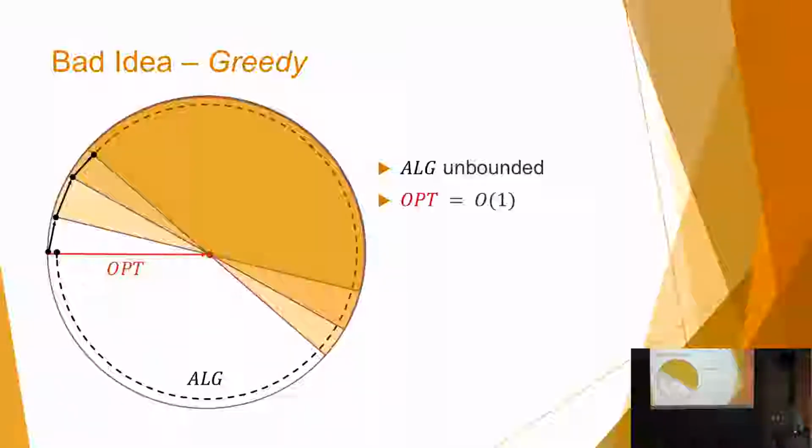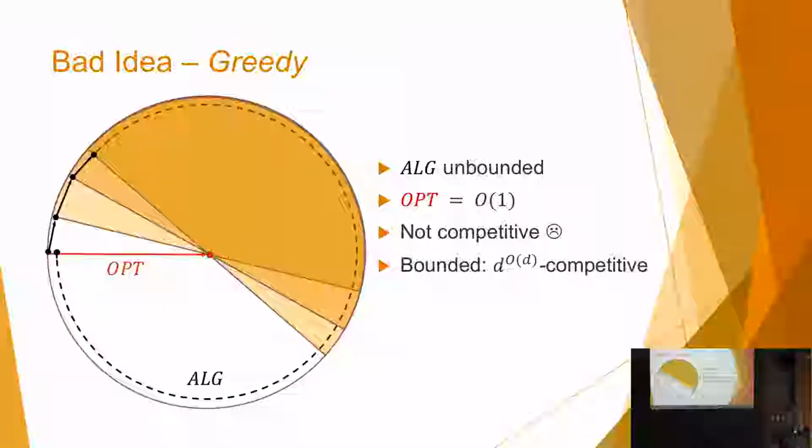So while the algorithm is unbounded, opt is O of 1. And so this is not competitive in the general case. In the greedy case, it actually is competitive, but it's d to the d competitive. And the lower bound is still exponential. So I'm not sure where the truth is, but it's still not very good even for the nested case.